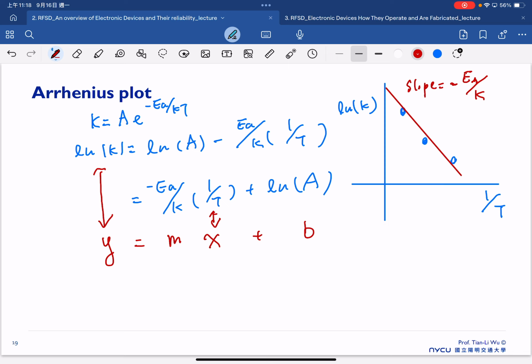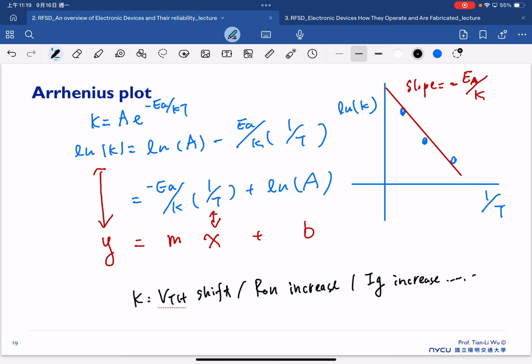In this case we can estimate the activation energy, and k can be any quantity that we are interested in. For example, the threshold voltage shift, the resistance increase, or gate current increase, and so on and so on.